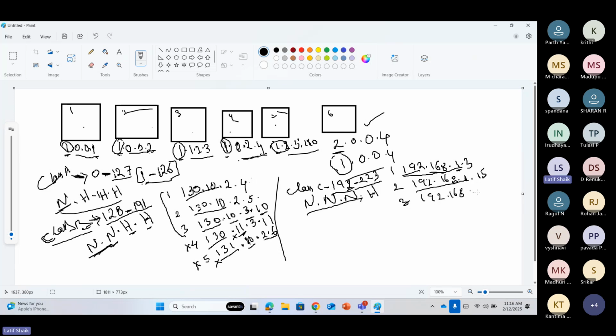192.168.1.25. First three portions are same between all three systems. All three systems will communicate with each other. Now we'll do some mistakes.